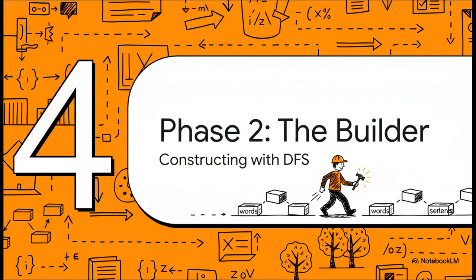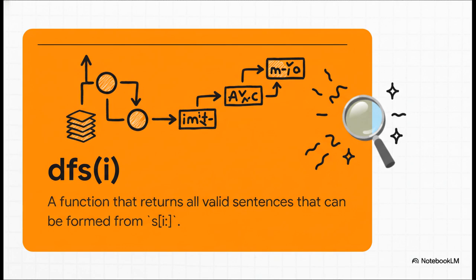Its job is to walk those paths that the scout marked and actually put together all the valid sentences. For this phase, we're going to use a recursive function. You'll usually see this called DFS, for depth-first search. And its job is really clear. You give it an index I, and it promises to return a complete list of every single valid sentence that can be built from that point to the end of the string.